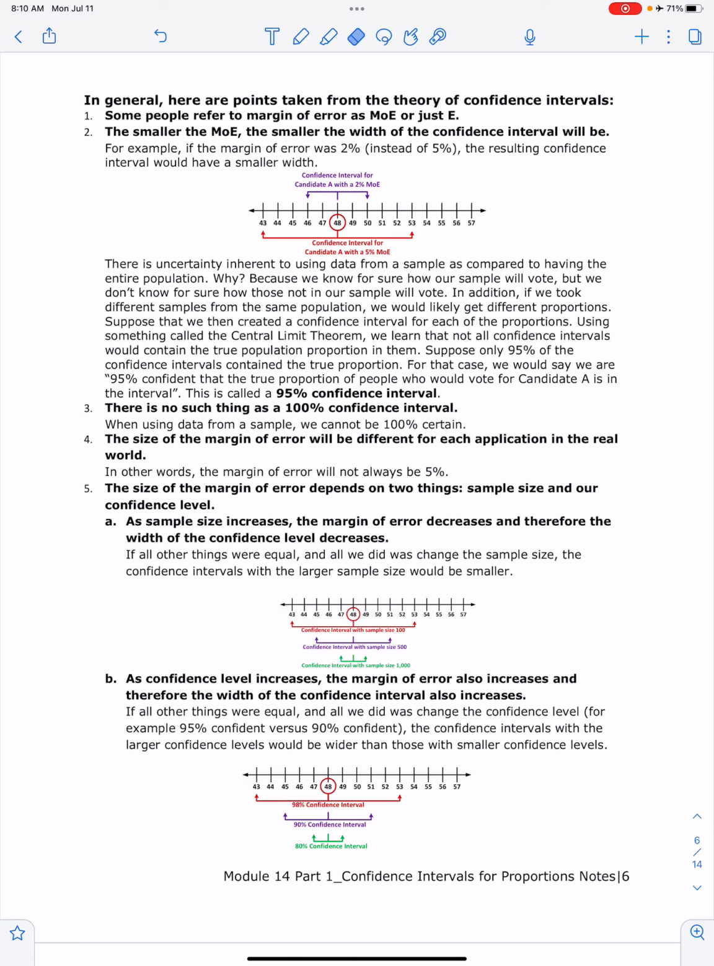Here are the Mod 14.1 notes. This is page 6. Again, you may want to pause and read through this first if you haven't already done that. I just want to point out a couple of things here.